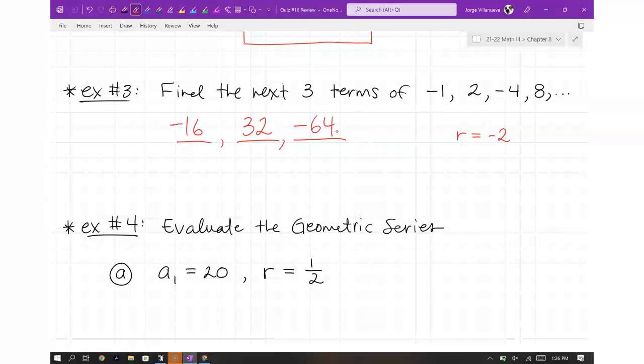All right, we're down to the last example. There is an A and a B. I'll do part A, you'll do part B. Granted, none of my classes have been able to do the final answer because I think the fraction is freaking them out. But we'll see if you guys can do it.